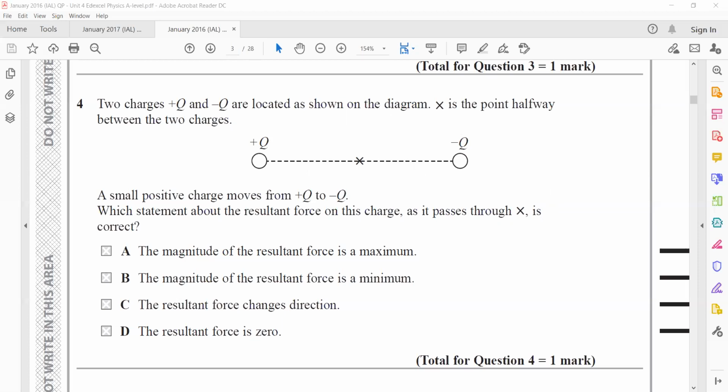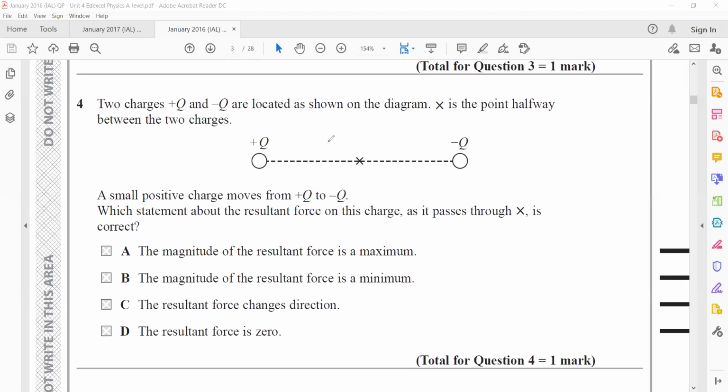Question number 4, why is the answer B? The resultant force is not zero. Why? Because the two forces are acting in the same direction. If they were in opposite directions, for example if this was plus q and minus q, then at this point the resultant force would be 0.